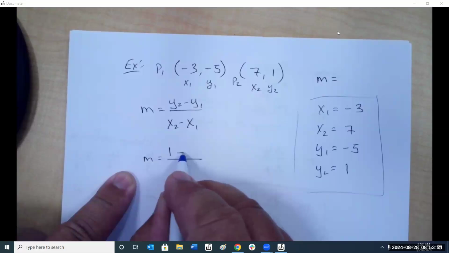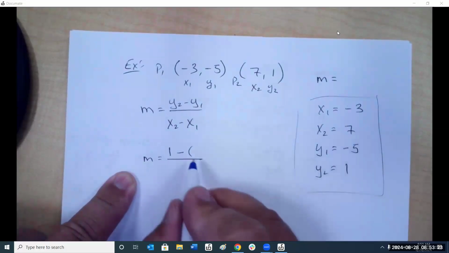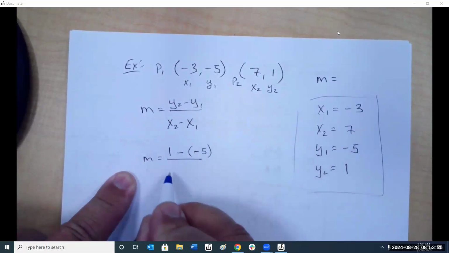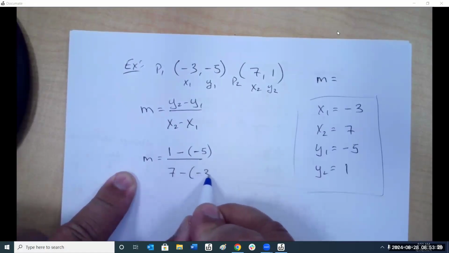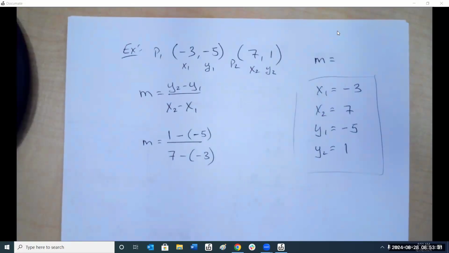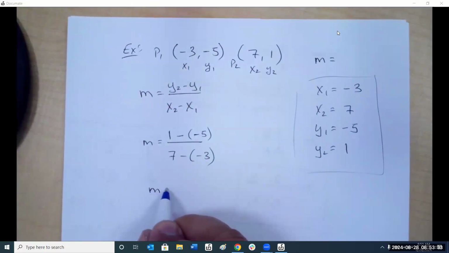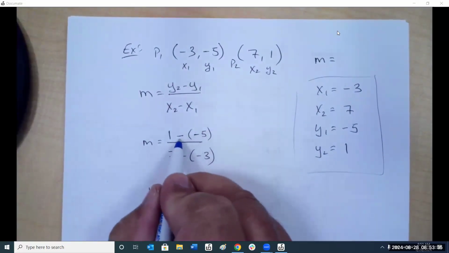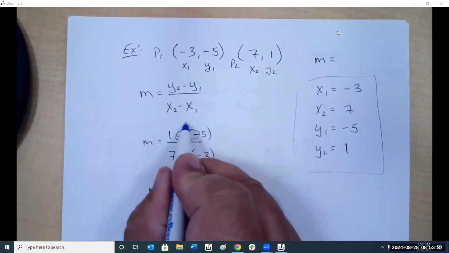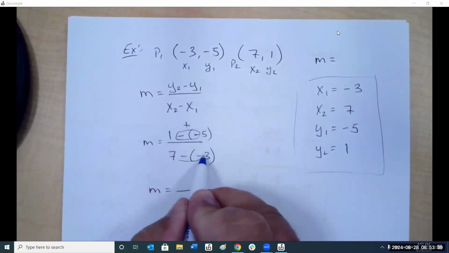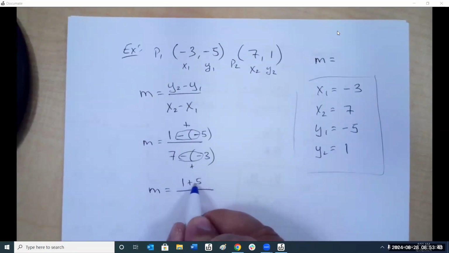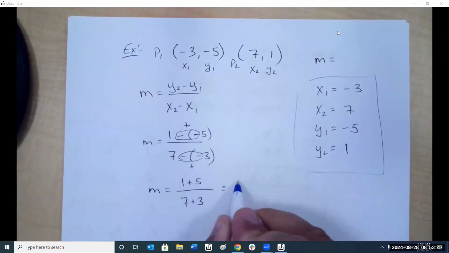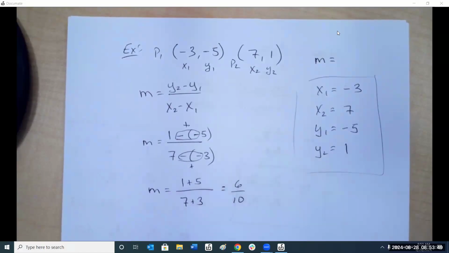Y2 is 1 minus -5, over 7 minus -3. Two negatives next to each other becomes a positive. So we have 1 plus 5, over 7 plus 3, 6/10. Is that my answer?